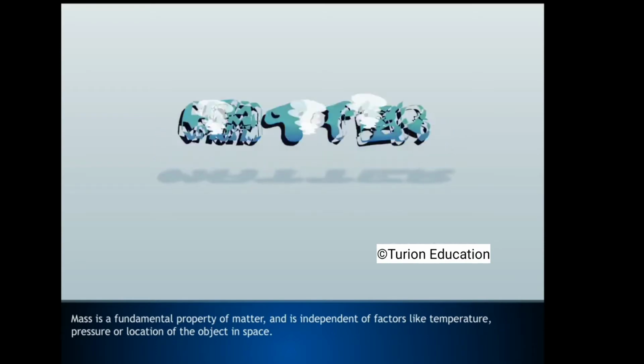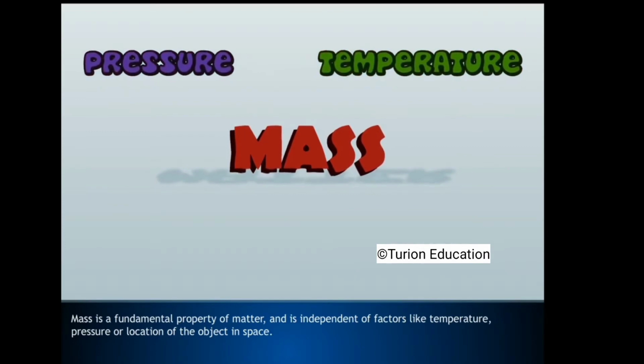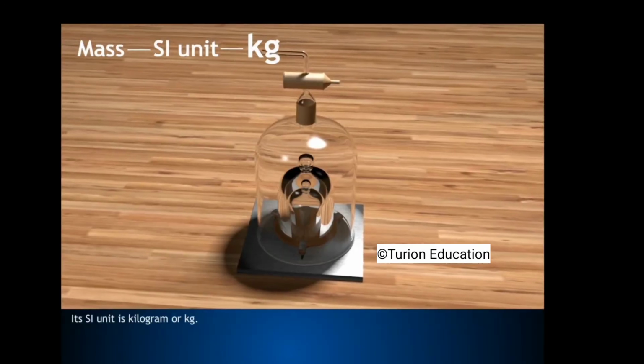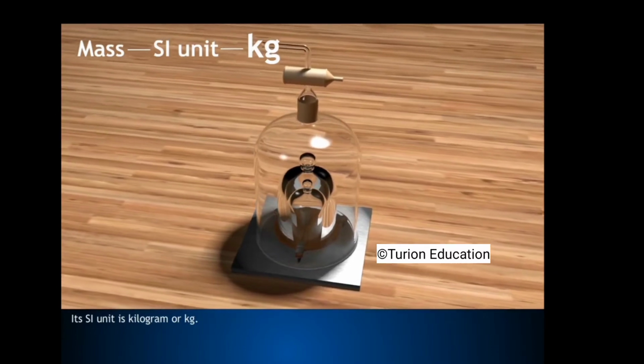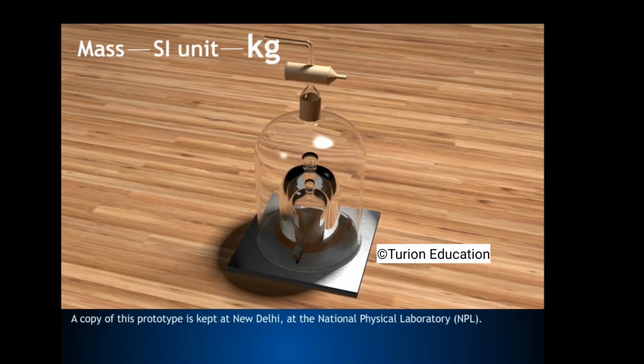Mass is a fundamental property of matter and is independent of factors like temperature, pressure, or location of the object in space. Its SI unit is kilogram or kg. 1 kilogram is the mass of the international prototype of the kilogram, maintained at the International Bureau of Weights and Measures in France. A copy of this prototype is kept at New Delhi at the National Physical Laboratory, NPL.